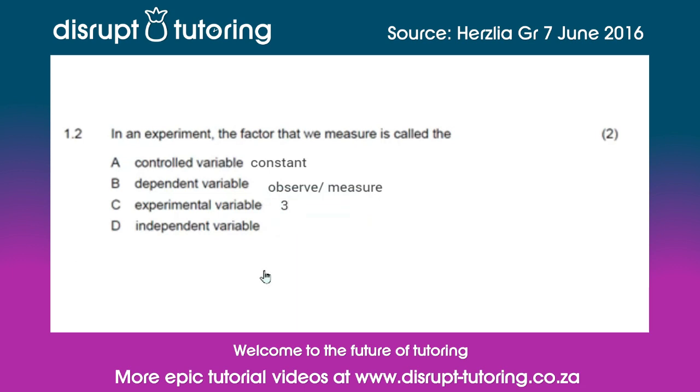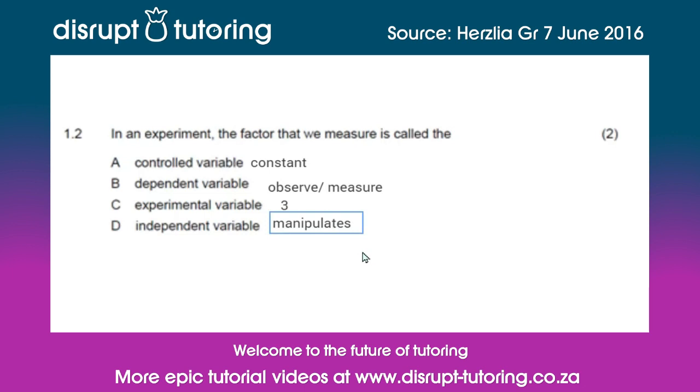And finally, the independent variable is the one that the scientist manipulates or changes in order to determine whether there is a cause and effect relationship between what the scientist is changing and what is observed in the experiment.